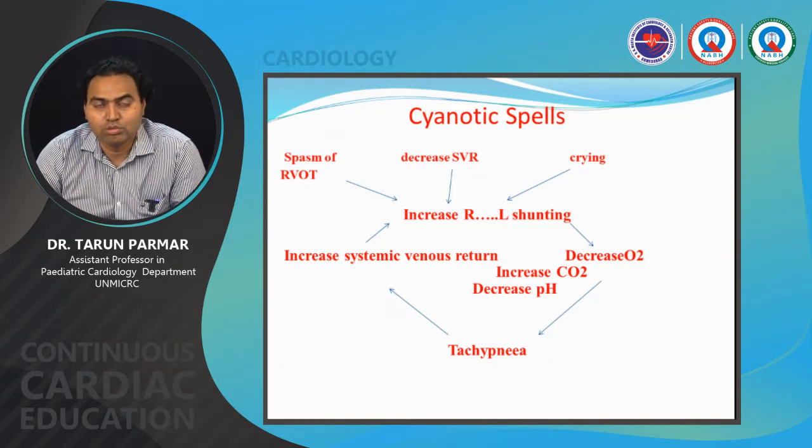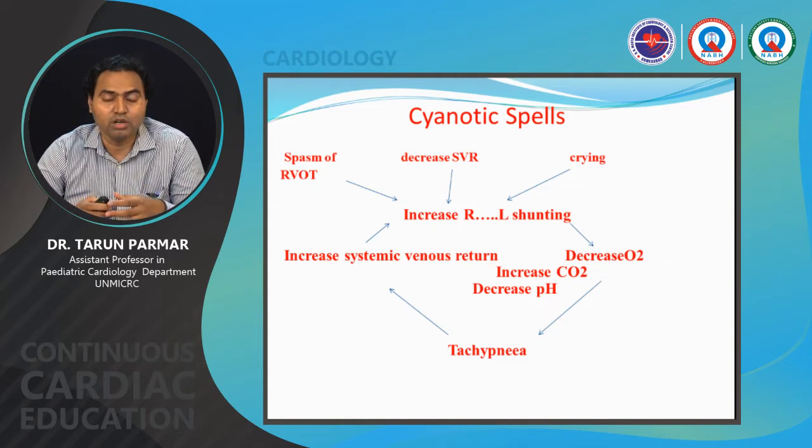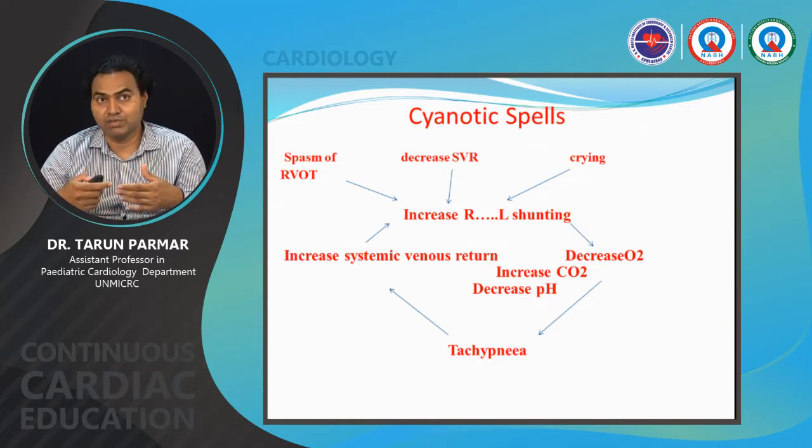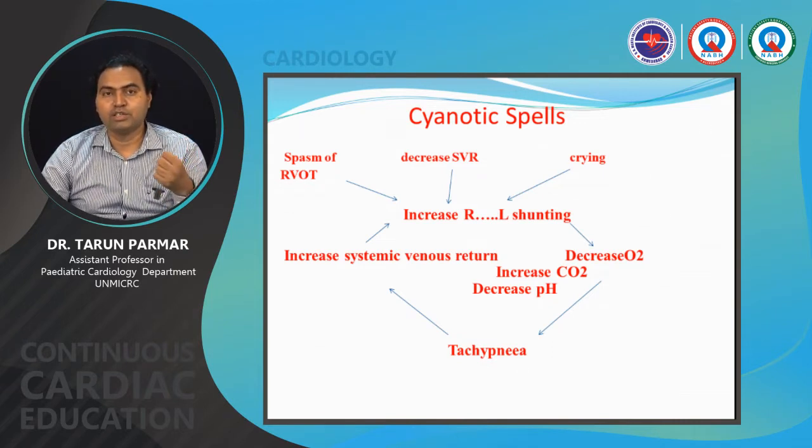So the cyanotic spell happens during crying or a decrease in SVR or spasm of the RVOT, and ultimately the final result is an increase in right to left shunt, and it will lead to hypoxia, then an increase in carbon dioxide and then acidosis. This will lead to tachypnea, and this is a vicious cycle. If this continues and continues, the patient will have very low oxygen saturation. The patient might go into convulsion, the patient might succumb to death if this vicious cycle is not broken.